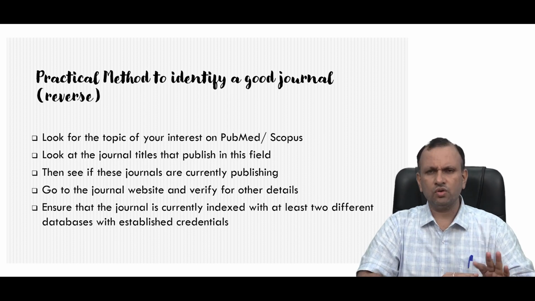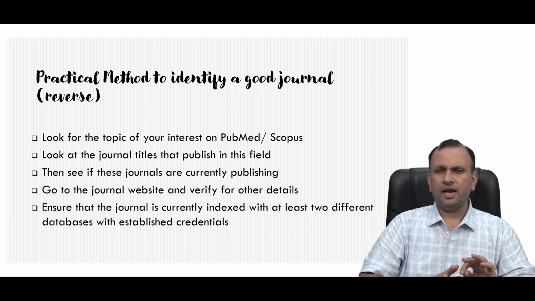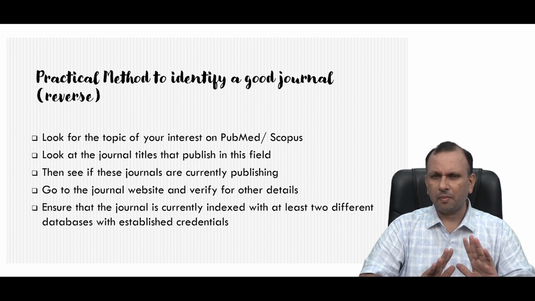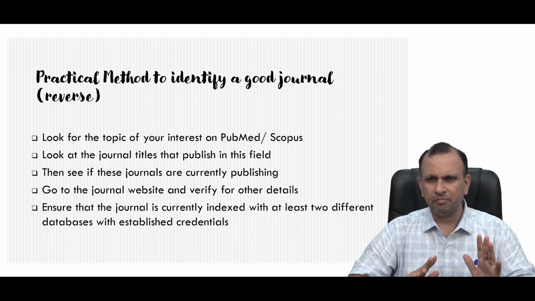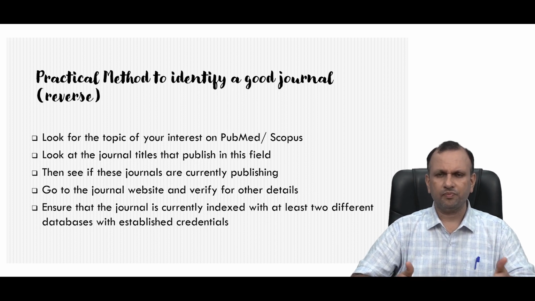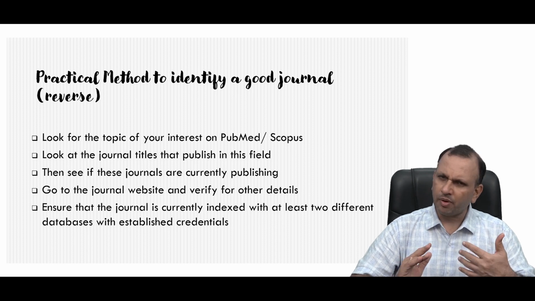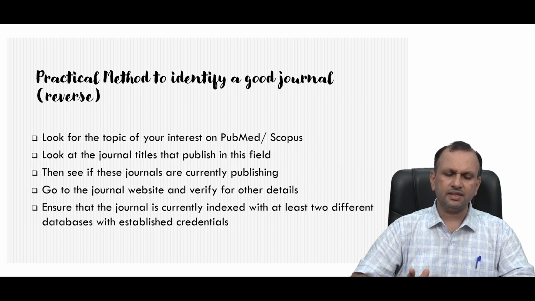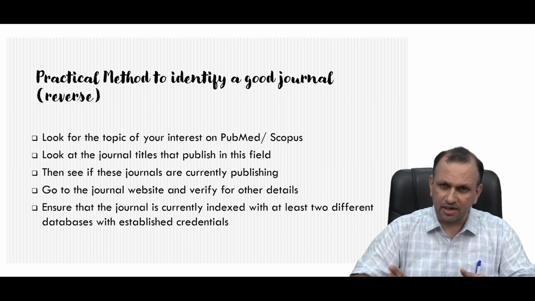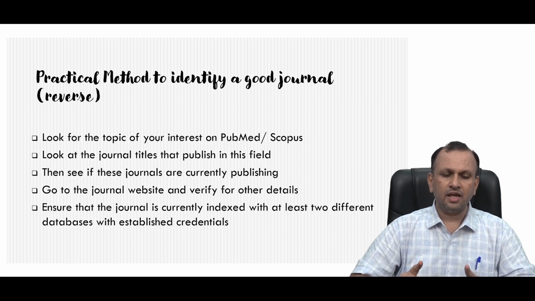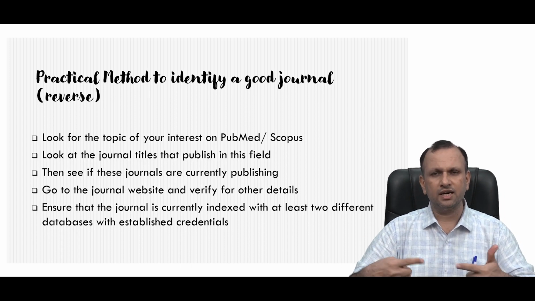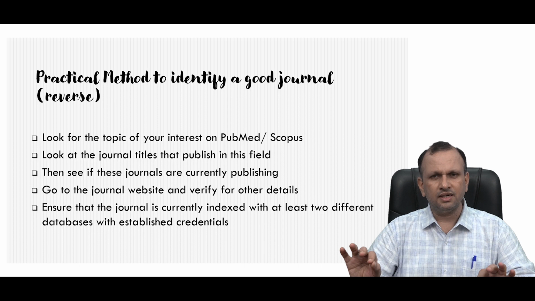So good site score, good impact factor, and SJR, right, journal ranking. So if these journals meet these parameters, then probably they are the good journals, right? Look at the journal titles that publish in this field, then see if these journals are currently publishing. This is very important. Then go to the journal website and verify for the other details which we have already discussed. Verify for other details, right?